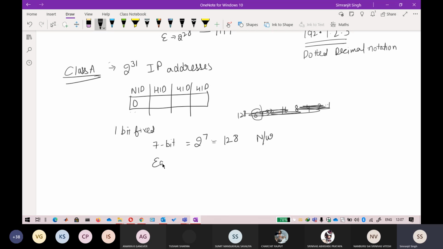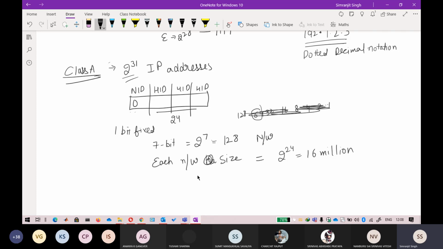And what is the size of each network? Okay, so each network size is given by the remaining host ID bits. What is the remaining bits here? That is 24 bits. So every network is of 2 raised to power 24, that is 16 million. So if you find it out, you can also get to this IP address.